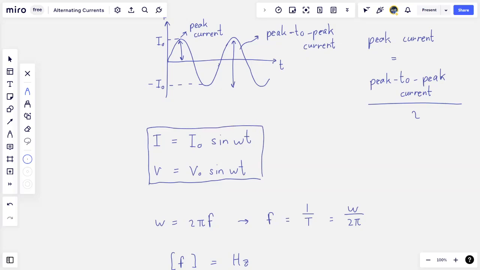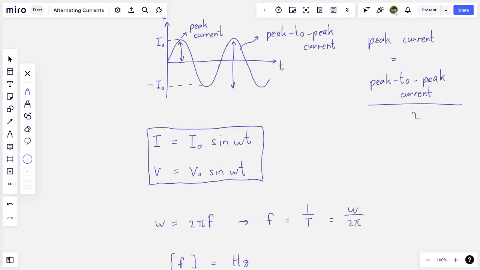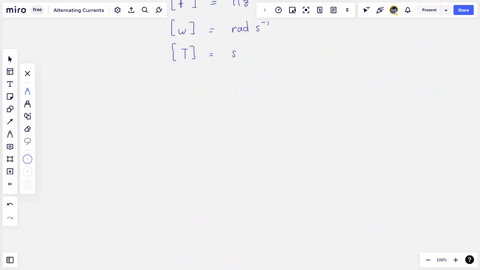And since the course is not a calculus one, we just have to look at the shape and realize that that shape is associated with equations of this form: something sine omega t, and that something is the amplitude of whatever is changing with time. Current amplitude and voltage amplitude, I naught and V naught. So that's an introduction to what an alternating current actually is.